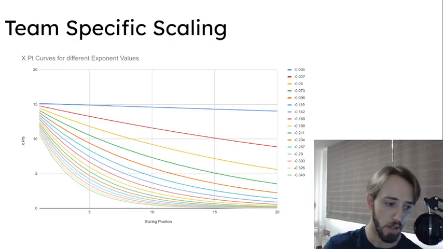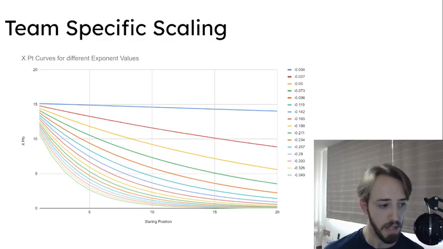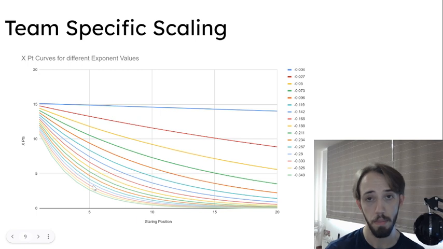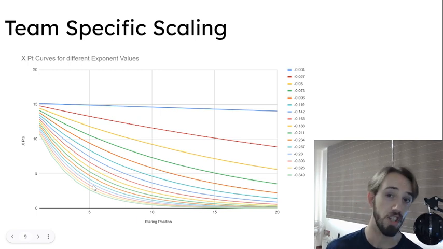So if a car is stronger, you can make the exponent smaller, and that means it will be one of these higher curves, a little bit higher up on the graph. Whereas if the car is a little bit worse, maybe not so strong, it's one of the ones down towards the bottom of the graph, and that's how you can adjust for how strong a car is.